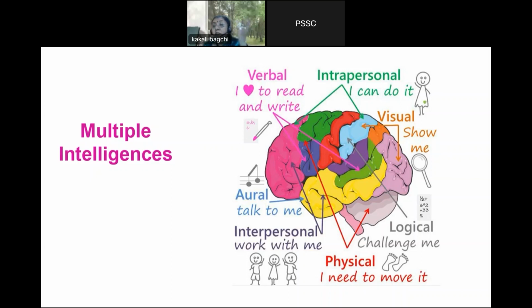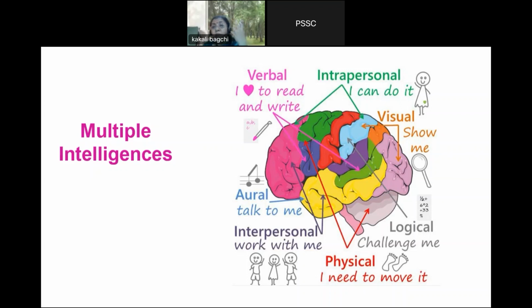Few have got physically kinesthetic intelligence. If in class you say that you forgot to bring your register, one student stands up and says, I'll go to your staff room and bring it. He has got a physically kinesthetic intelligence, so he needs activities to be done. Intrapersonal intelligence, where the student can do it alone.